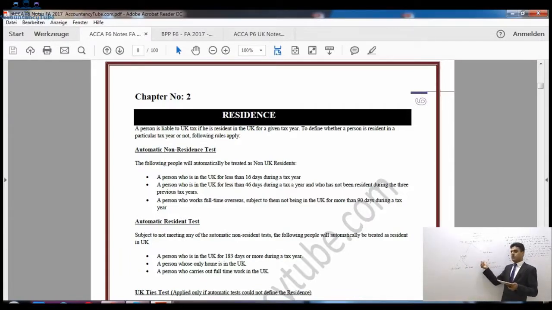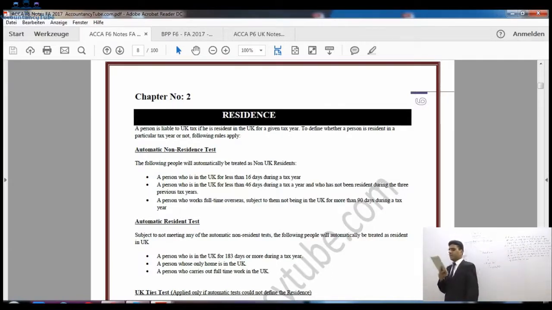We only have to go to the manual test when under the automatic tests we cannot determine our resident status, when neither are we non-resident nor are we UK resident. Then we need to go to the manual test to determine whether we are resident or non-resident. Alright, so these are the non-resident tests. First of all, what was that? If you spend less than 16 days.